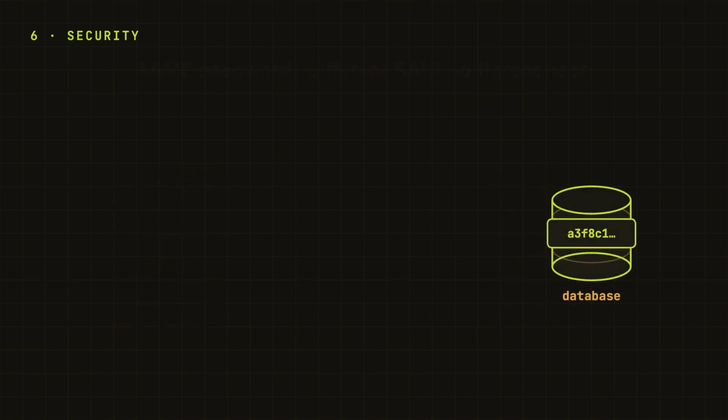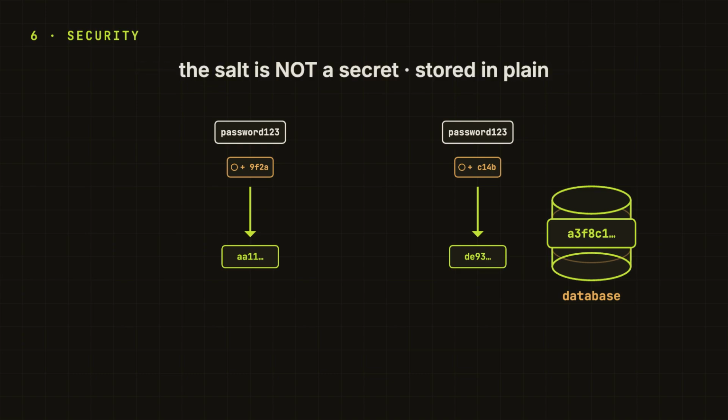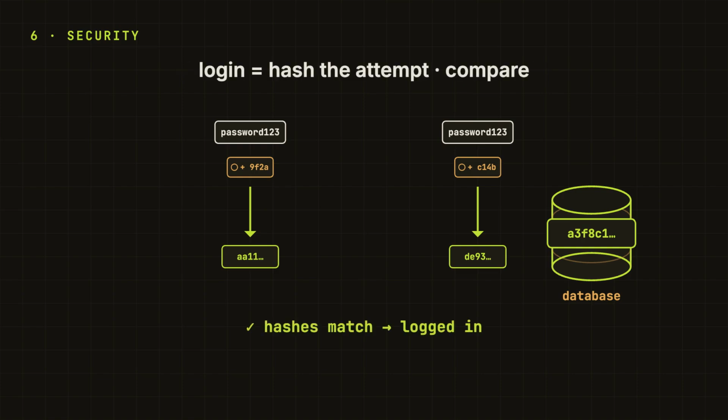And you add a random salt to each one, a bit of random data mixed in, so that two people with the same password still get different stored values. And the salt is not a secret, it is stored right next to the hash in plain text. And that is fine. And it is also how login works. You take the stored salt, mix it with the password they just typed, hash it, and compare.